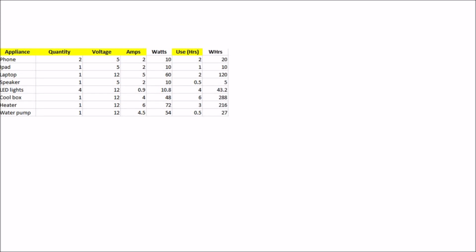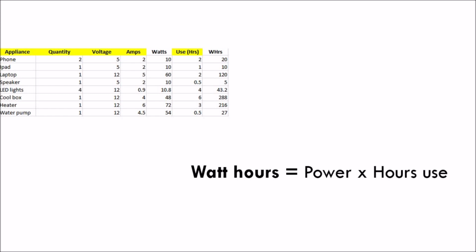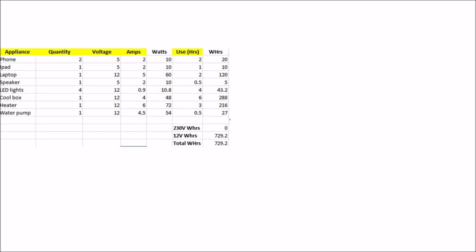And then the spreadsheet will calculate your watt hours. And this is simply the power times the number of hours used per day. There you go. Right, so the next step is the spreadsheet will calculate your totals. 230 volt watt hours, I haven't got any. And the 12 volt watt hours is everything you see there, all my 12 volt devices. And then they give you the total watt hours there.